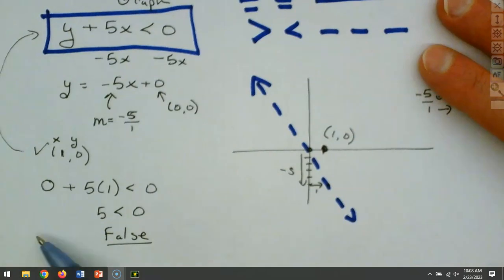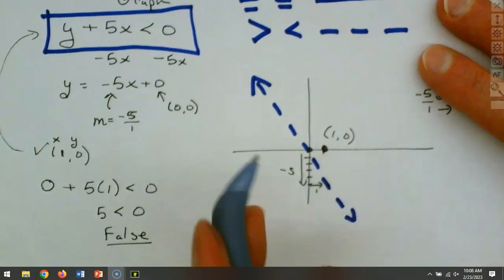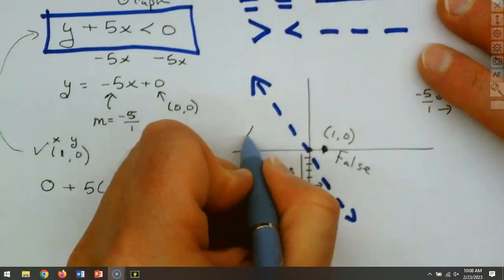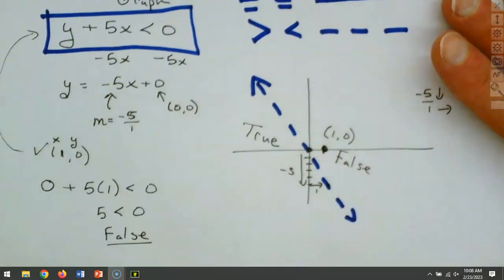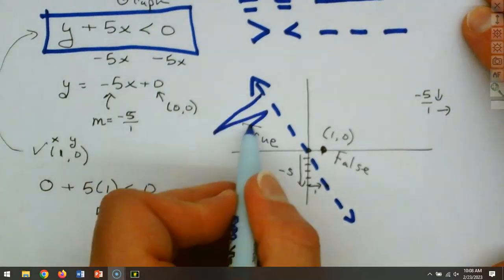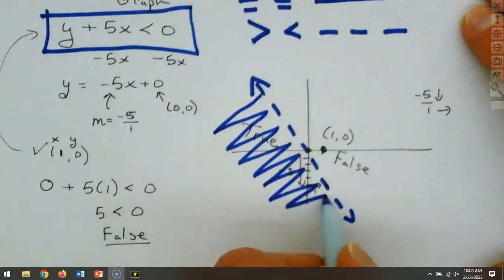All right. And 1, 0 is right here. So that means this half is false. This half then must be what? True. The blue line separates the two. Where do we shade? We shade the true half.